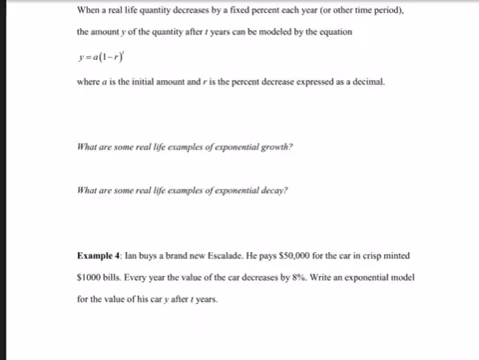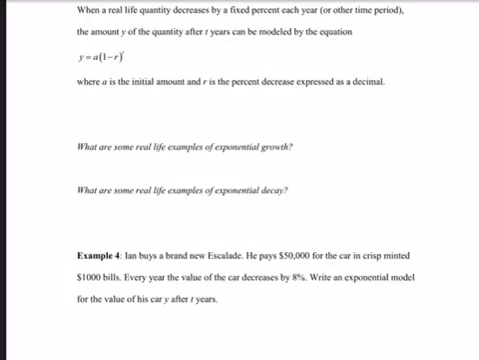So with our exponential growth and decay, we can look at writing equations to represent how much money I might have, or how much something is worth, how many of something is still left after so much amount of time.